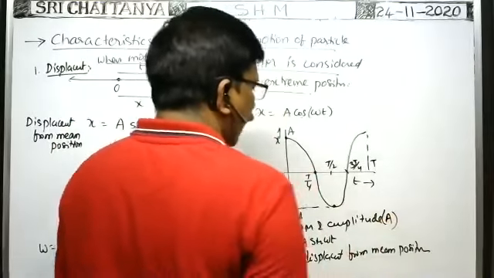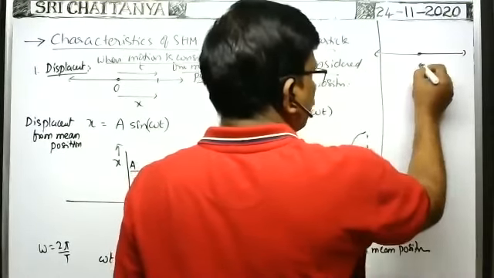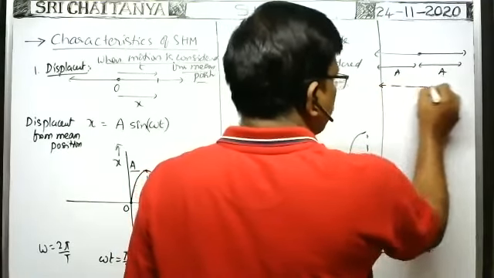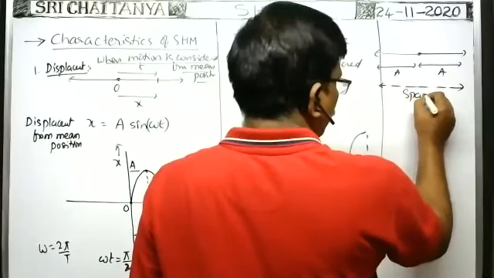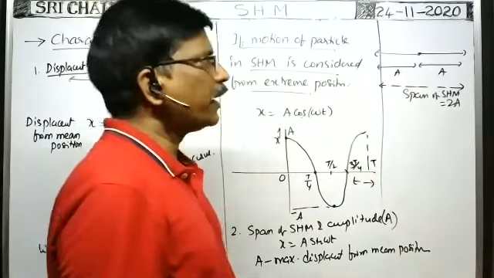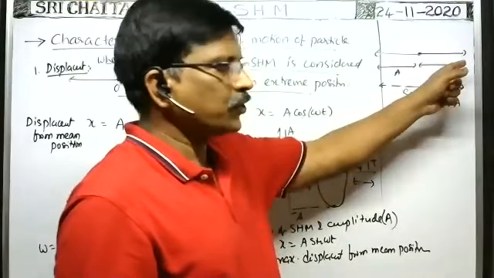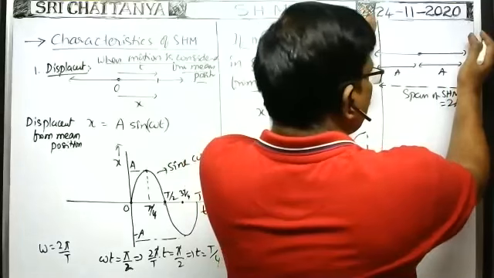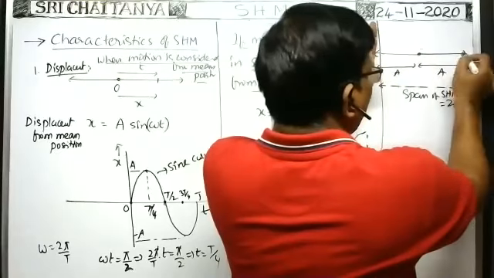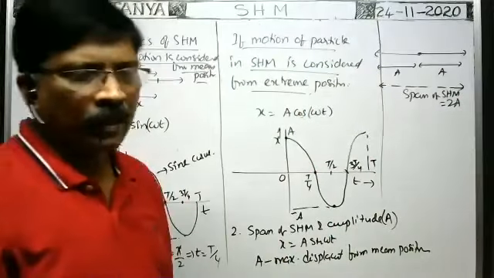Amplitude is capital A. Span of SHM means, as I said in the last class, suppose this is the particle in SHM, this is the amplitude, and this is also amplitude. Then span of SHM means this distance. Span of SHM is equal to 2 into A. Span of simple harmonic motion means the total length of the path along which the particle makes simple harmonic oscillations. The length of this straight line is called the span of SHM, which is equal to twice the amplitude.